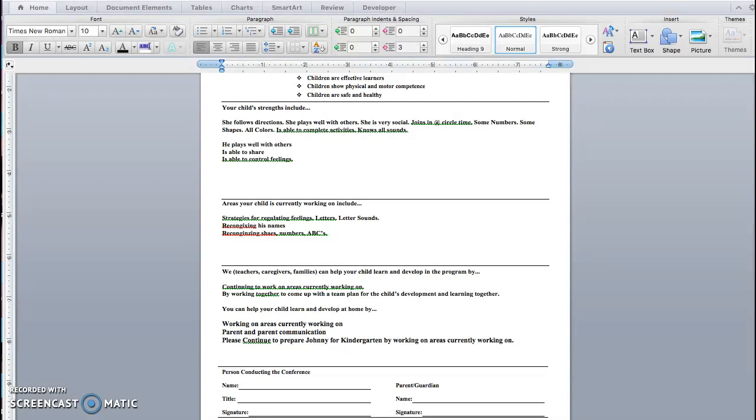Then we go down to, we can help your child learn and develop in the program by. A lot of answers that I'm getting: continue to work on areas currently working on, by working together to come up with a team plan for the child's development and learning together. That is not specific enough. You need to be specific.